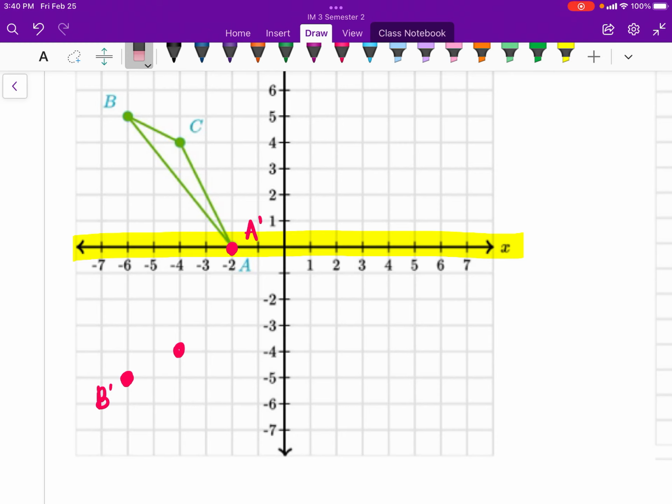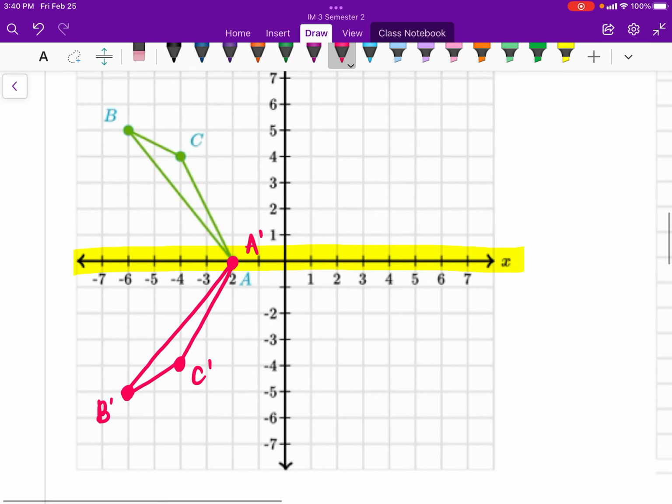If it were vertical, then we'd be moving left or right here. So let me go ahead and connect these here. And that would be our new shape. New shape there.